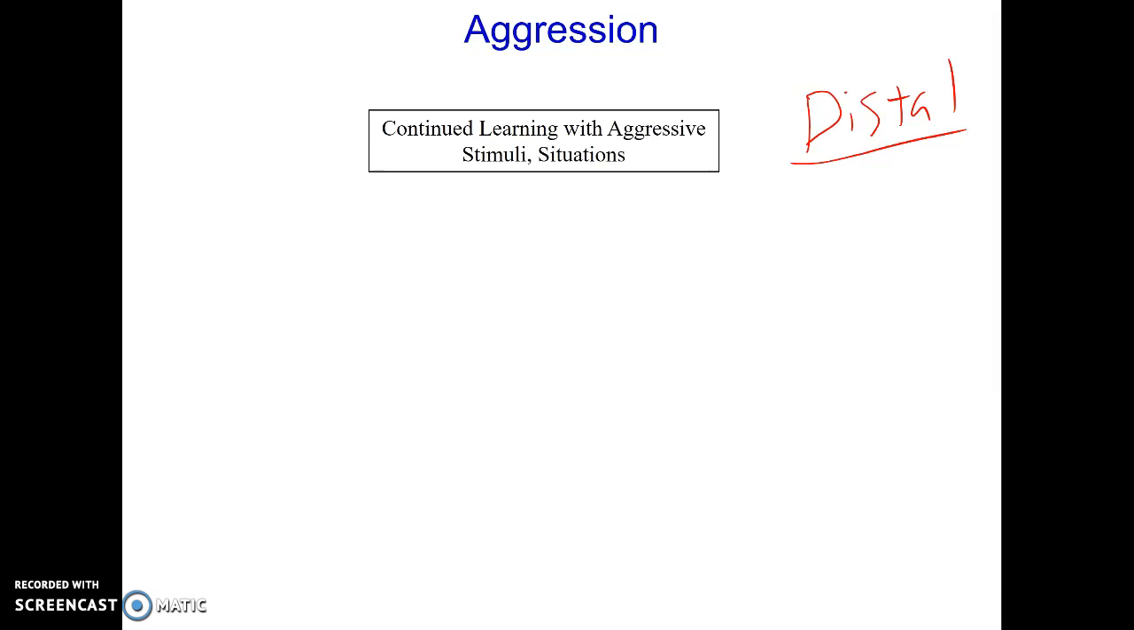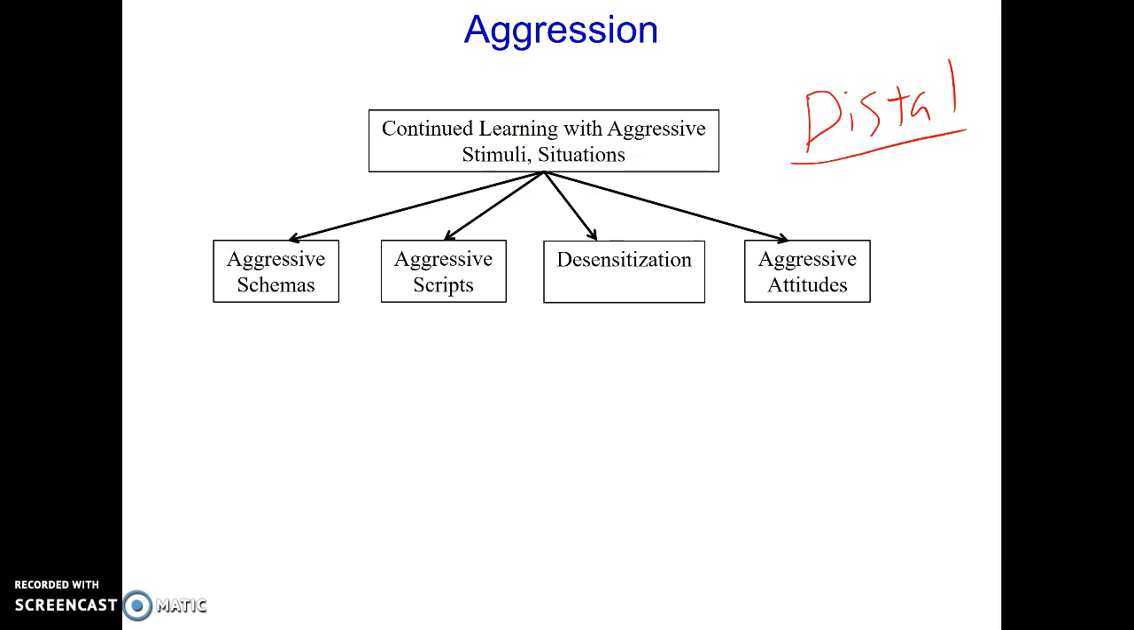Every single cycle of this proximate GAM is a learning trial. And what's going to happen is that's going to lead to a lot of things that you already know about. We've already defined schemas as mental representations of things, scripts as mental representations of events, attitudes as a positive or negative evaluation of something, and then this term, desensitization. Desensitization is really the only new term we have here, and it's defined as the lessening of an emotional reaction to some stimulus.